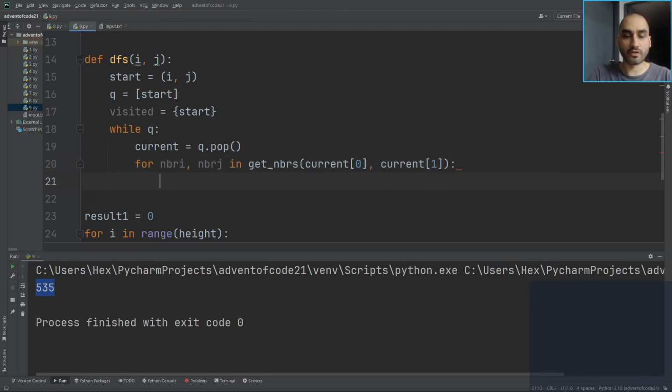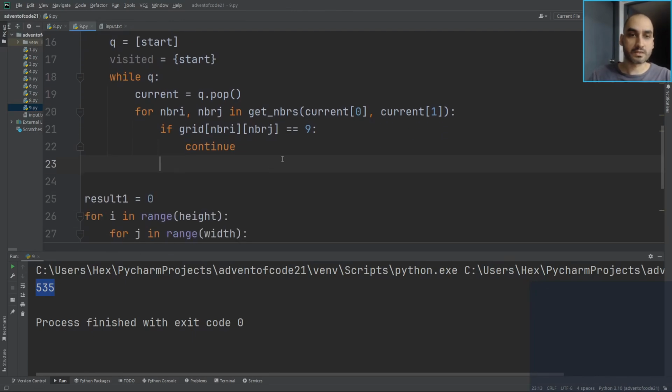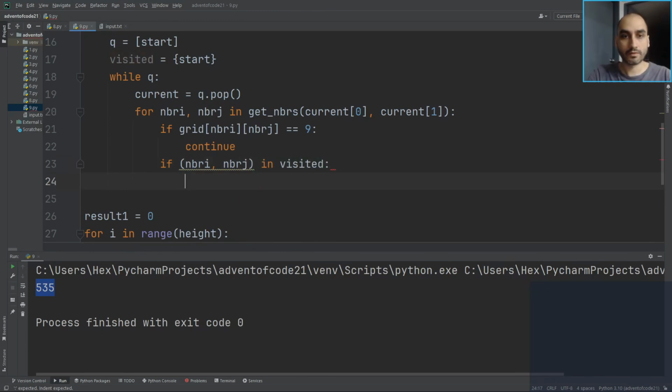So first we need to make sure it's not 9. So if grid I J is 9, skip that one, that's not part of a basin. Otherwise, if this was visited before, then it was already on the queue at some point. So continue. Otherwise, we pop it on the queue.